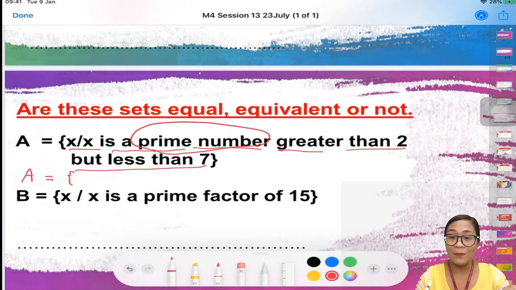Okay, kindly comment the answer below. Let's see. From M4, slash 3 and 4, can you give me the answer? Yes. God of circle, you have 3 and 5 as prime numbers.